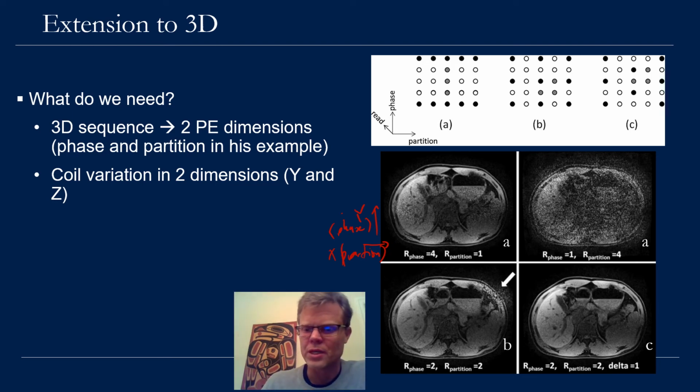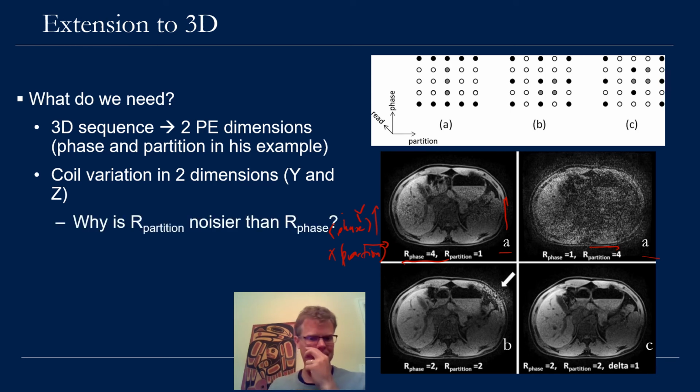So between the two parts of A here, the difference is that one is doing the acceleration in the proper direction, in the phase direction. This one is trying to do acceleration in the left to right direction, which in this example has no coil variation, as stated at the left. Therefore, this leads to a very high G factor and very noisy images. And this is for this sampling pattern A shown at the top here.